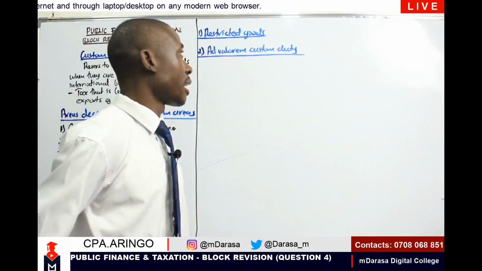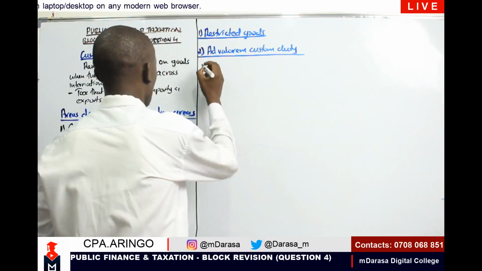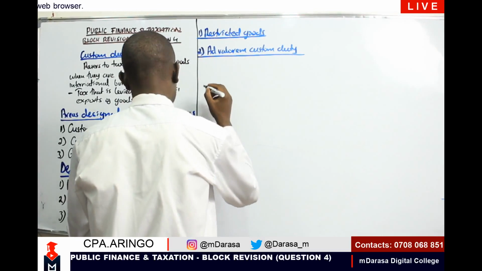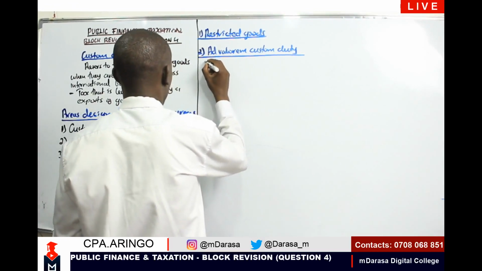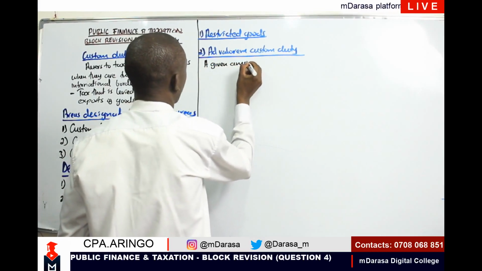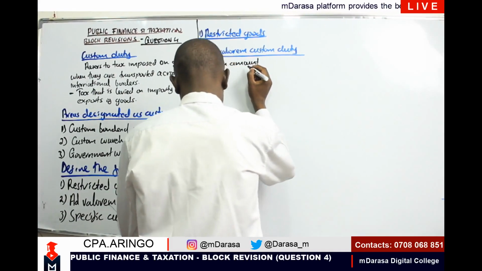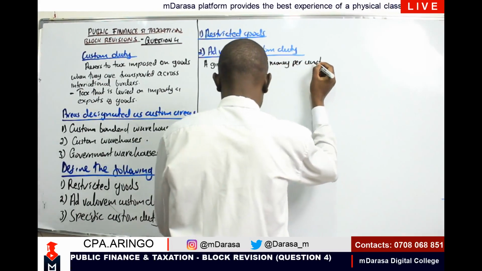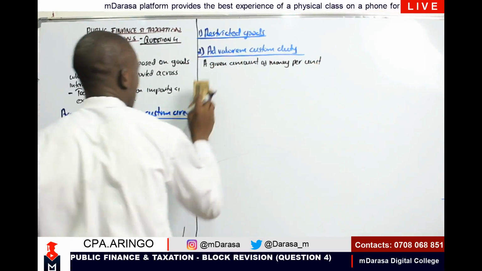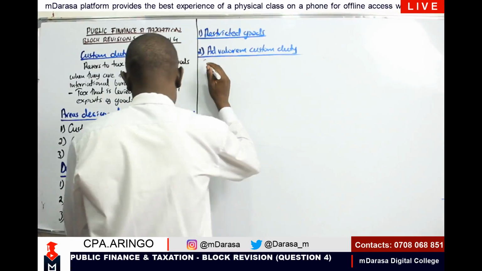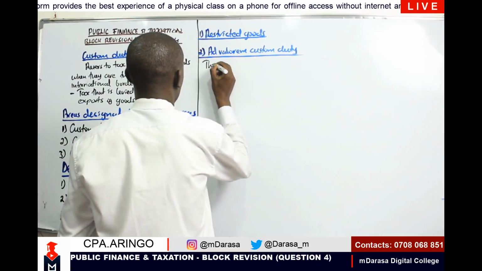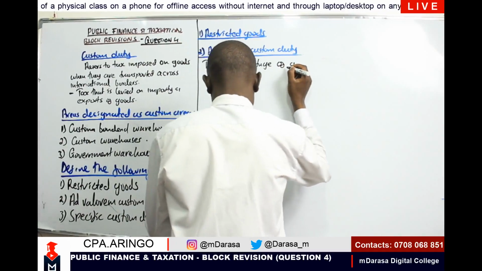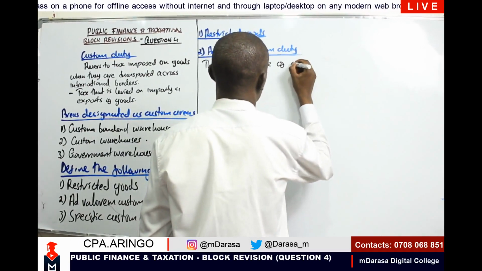Anytime you are talking of ad valorem customs duty, my good student, this is what you must always have in mind. A specific duty is a given amount of money per unit. Not ad valorem tax. In this case, we normally talk of a percentage, a percentage of duty.